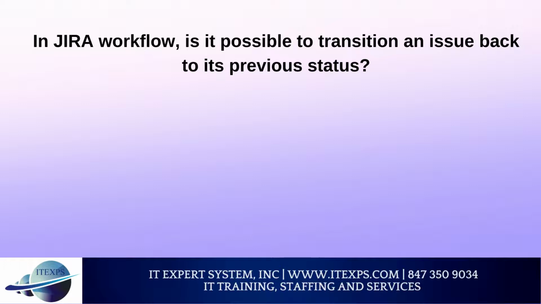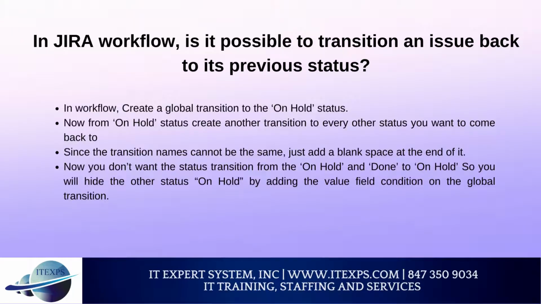In JIRA workflow, is it possible to transition an issue back to its previous status? Practically, it is not possible to transition an issue back to its previous status. However, you can use the on-hold feature to transition an issue back to its previous status. Here are the steps. In workflow, create a global transition to the on-hold status. Now from the on-hold status, create another transition to every other status you want to come back to. Since the transition names cannot be the same, just add a blank space at the end of it. Now you do not want the status transition from the on-hold to on-hold, so you will hide the other status on hold by adding the value field condition on the global transition.